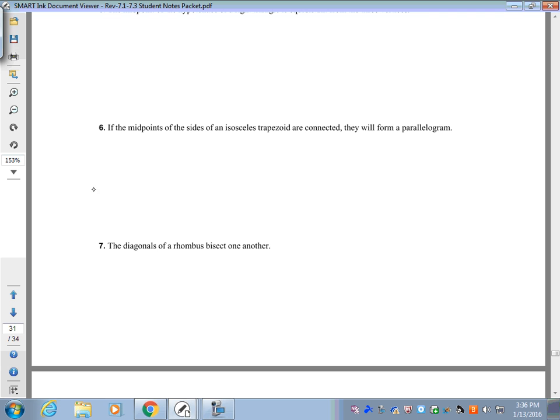Now, if the midpoints of the sides of an isosceles trapezoid are connected, they will form a parallelogram. So let's draw a picture to check it, if they don't give you one. Please draw this picture on number 6. All right, so my isosceles trapezoid, the legs are going to be congruent. Then they want us to connect the midpoints, right?